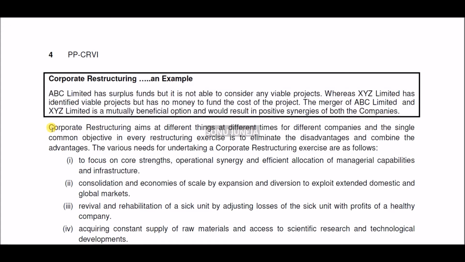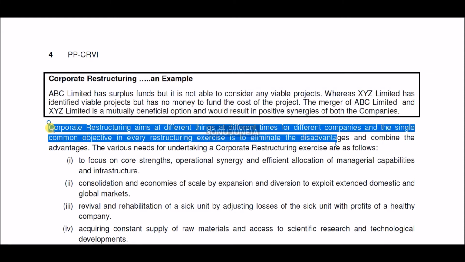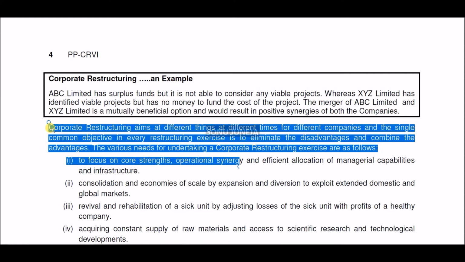Now, with respect to corporate restructuring, it aims at different things at different times for different companies. And the single common objective in every restructuring exercise is to eliminate the disadvantage and combine the advantage. The various needs for undertaking a corporate restructuring exercise are as follows. First, to focus on core strength, operational synergy and efficient allocation of managerial capabilities and infrastructure.